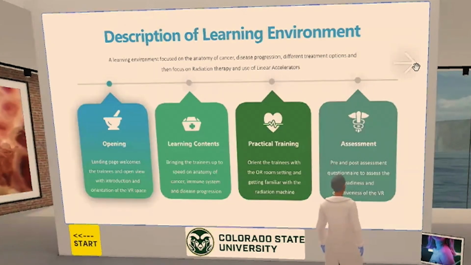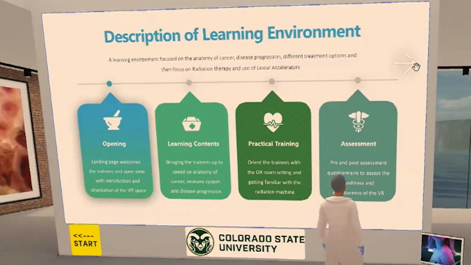So just a bit of description of the learning environment before I navigate into the space. As a landing page, this is more of a meet and greet space. As you navigate through the space, there are a lot of different learning contents, from the basic physiology of cancer, different cancer types, different treatment options, and the different stages of cancer. And then there's a bit of practical training, which is still a work in progress, where the trainees can interact with the machine and manipulate certain components for delivering a radiation therapy.